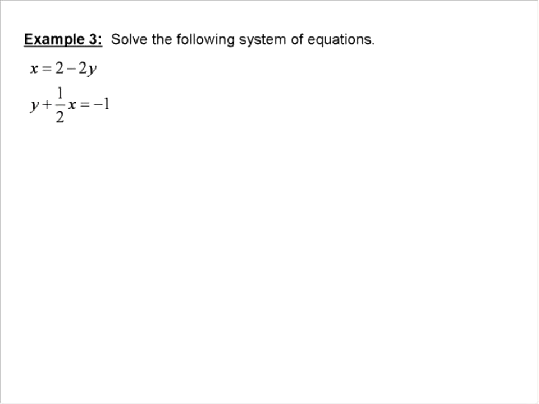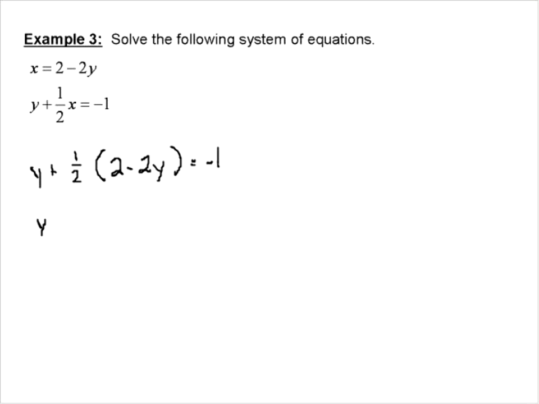So what we're going to do is we're going to take this equation and we're going to substitute it in. So we're going to have y plus 1/2, and wherever there's an x, you're going to replace it with 2 minus 2y, and that's going to equal minus 1. Just a straight substitution. Now, look what happens here. We have a half, and we have to distribute this in.